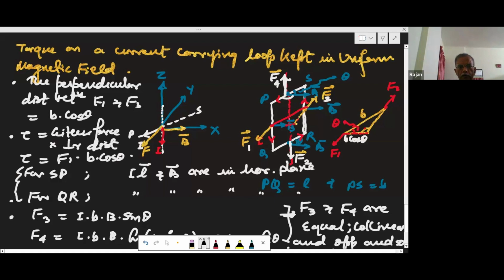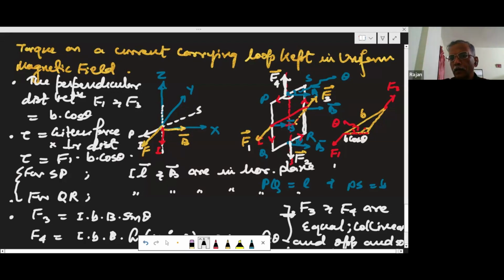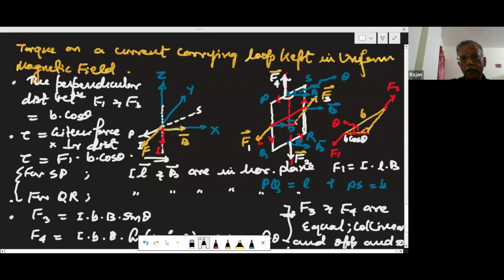So now we can understand what my F1 is. F1 is ILB, correct? Here in this case, my F1 is I into L, where L is the length PQ. So IL and capital B. The angle between IL and B is 90 degrees, so sine 90. I can use that F1 to get my job done here. So your torque, in place of F1, I can write ILB and then small b cos theta, right?